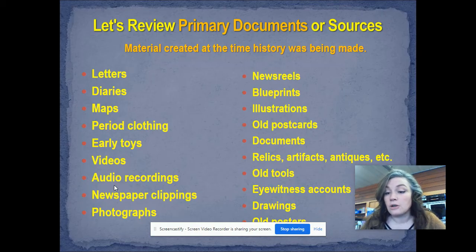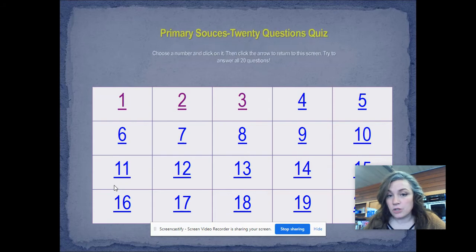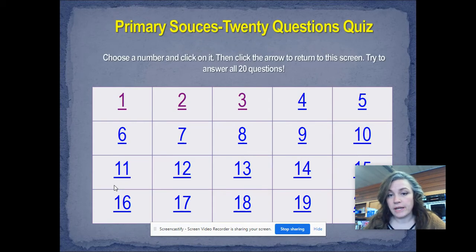Okay. So secondary sources are usually created long after an event took place by doing research about it or learning about it in some other way. So we'll go ahead and get started. So like I mentioned, there are going to be 20 questions for you to answer.